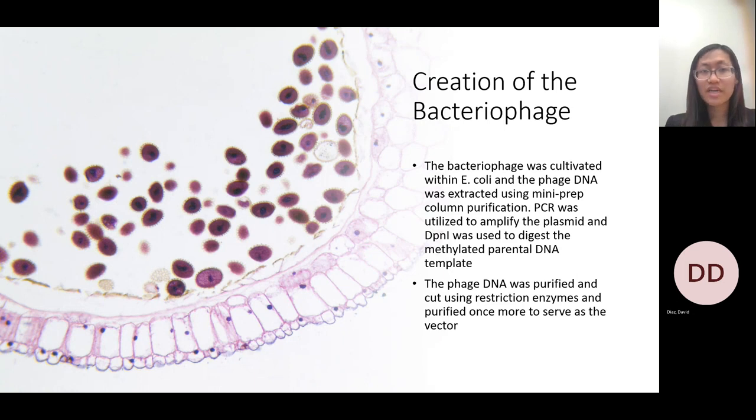From there, we also created our bacteriophage. The bacteriophage was cultivated within E. coli, and the phage DNA was extracted using mini-prep column purification through another set of protocols. PCR was utilized to amplify the plasmid, and DpnI was used to digest the methylated parental DNA template. From there, the phage DNA was purified and cut using different restriction enzymes and purified once more to serve as the vector.